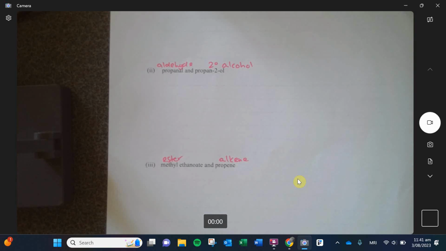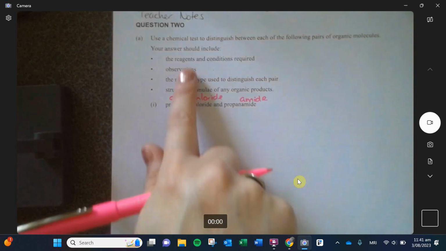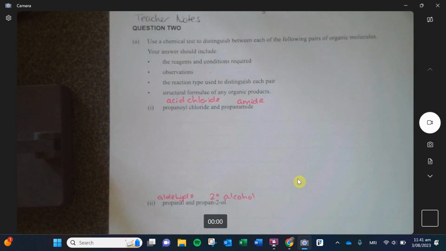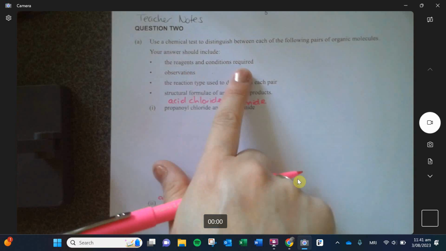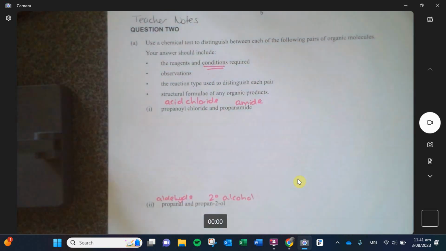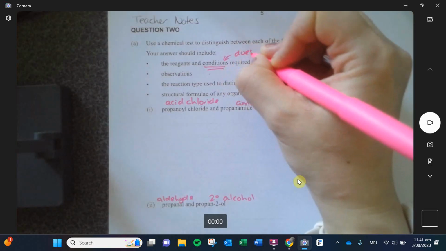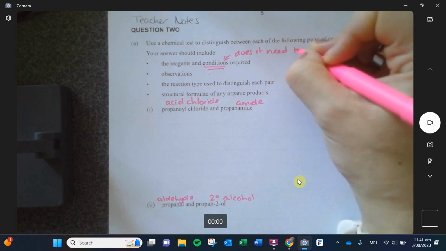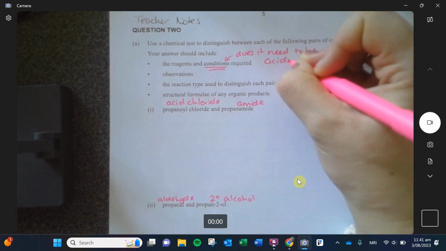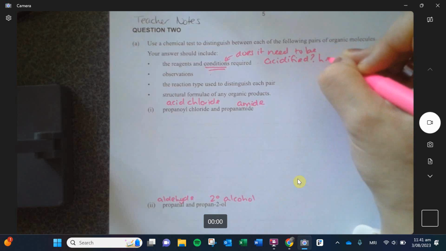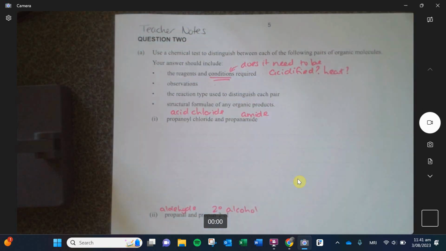Okay. So next thing is I go through each one of those lists and I think, okay, what do I need to do for the identification? So we need the reagents and the conditions. When we say conditions, we are talking about does it need to be acidified, does it need to be heated, that sort of thing. Observations then, we are talking about what do we observe with that identification test. Is there a color change, that sort of stuff.